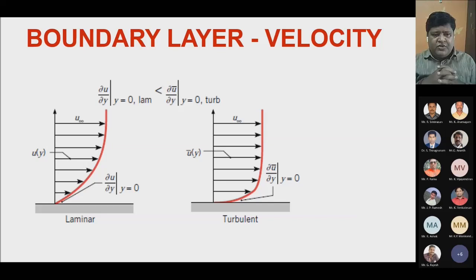Then as we move up, u is a function of y. It means velocity changes with respect to the y direction. As we move higher up, the velocity increases, and at one point it becomes u infinity. So what is the difference in laminar and turbulent? In turbulent you have u bar over there. U bar is nothing but the time averaged velocity, the mean velocity. You also have turbulent stresses, Reynolds stresses, that are induced.